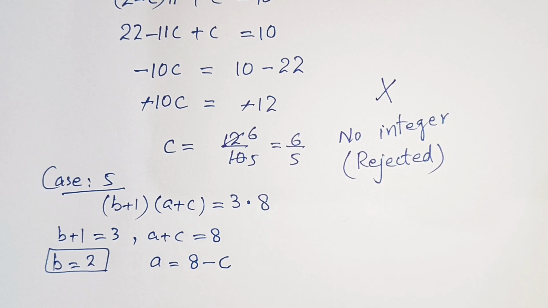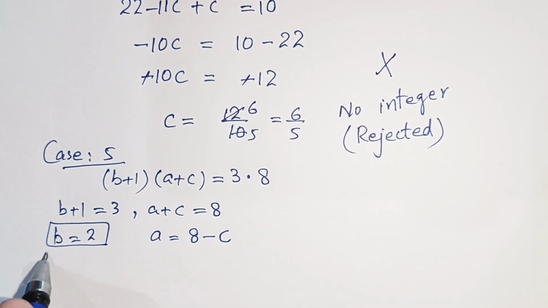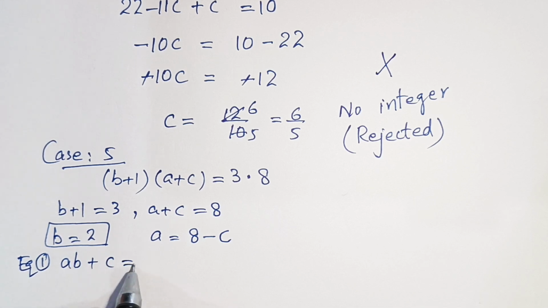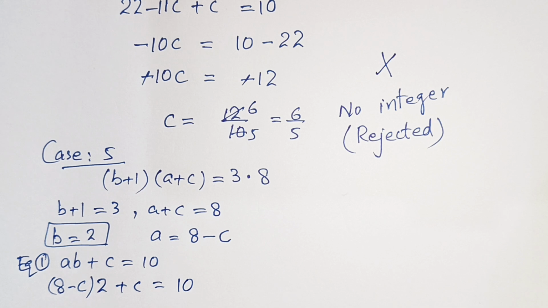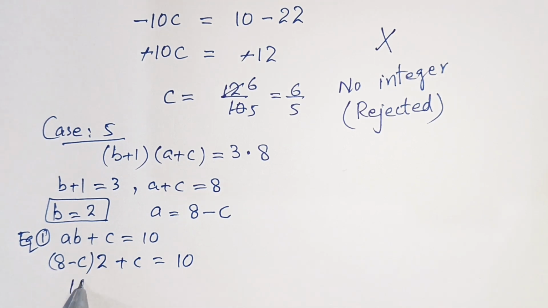Now recalling equation 1, our equation 1 is ab + c = 10. Putting the value of a, which is 8 − c, times b which is 2, plus c is equal to 10. Here we have 2 times 8 is 16, minus 2c, plus c is equal to 10.